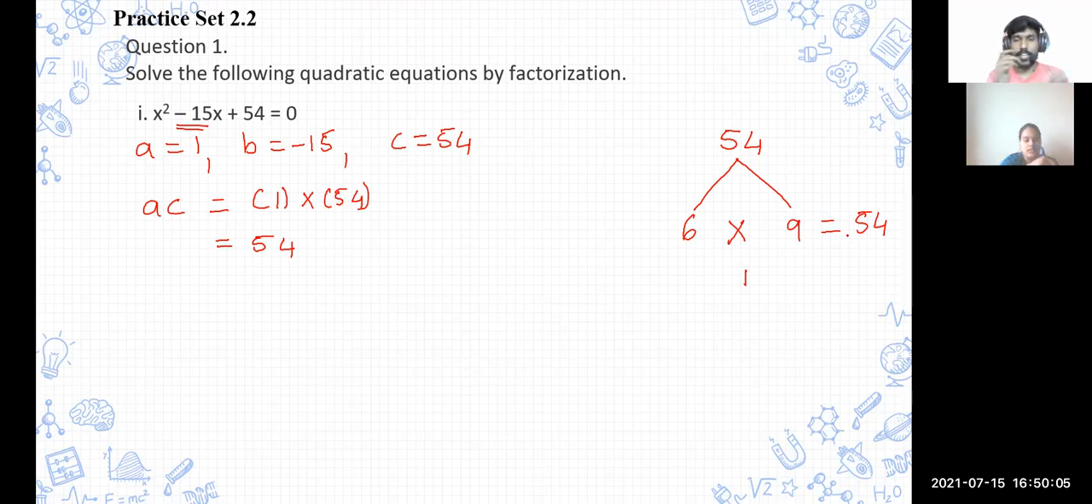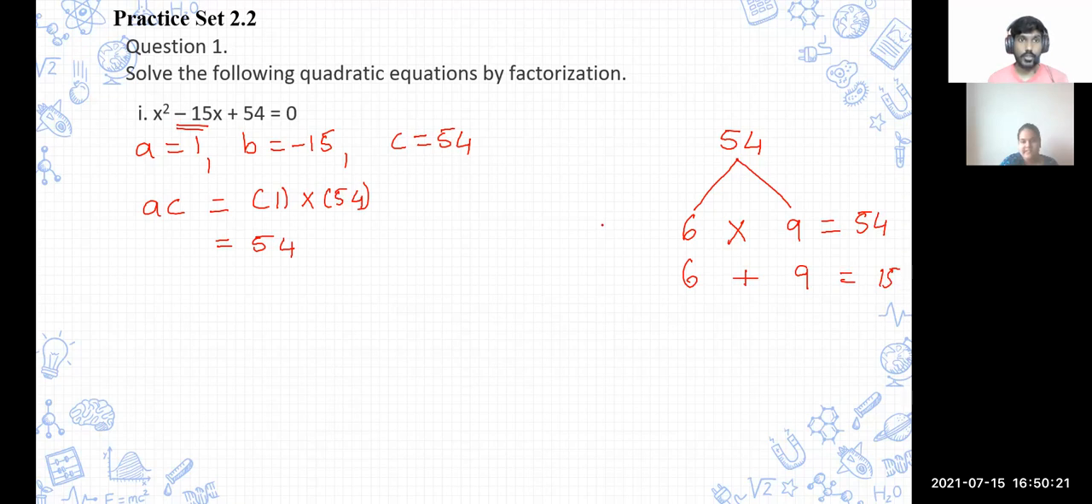Now, can I do something with 6 and 9, either by adding or by subtracting? Yes, 9 plus 6 will give you 15.